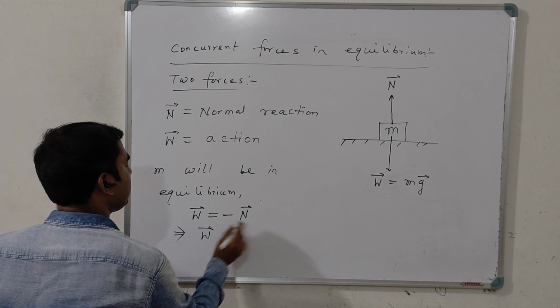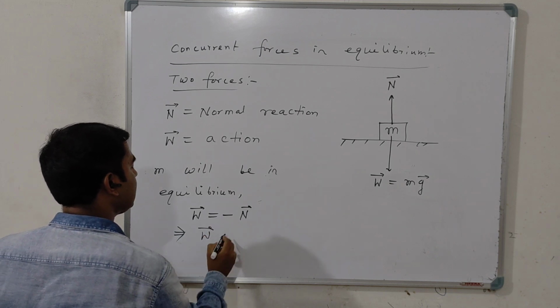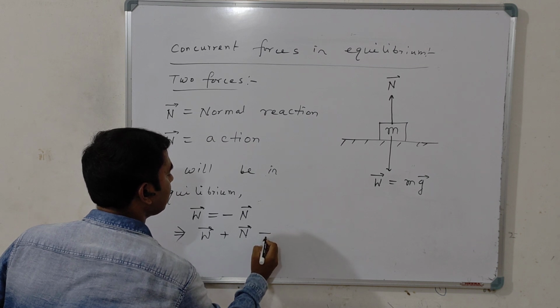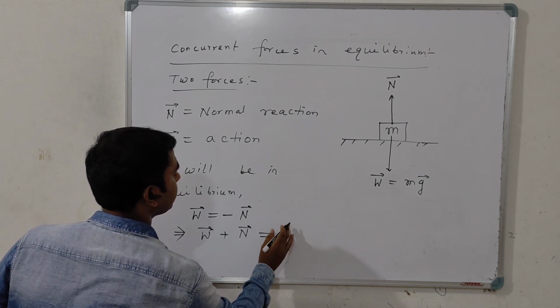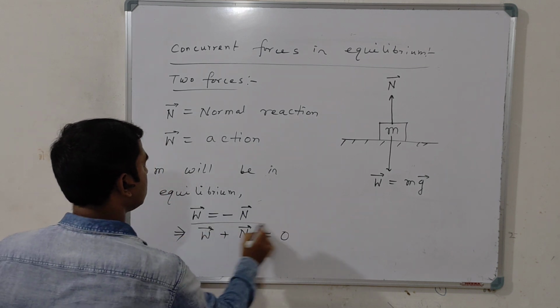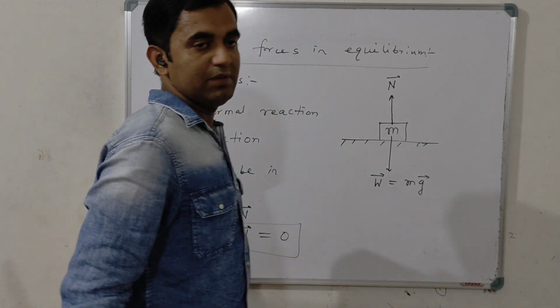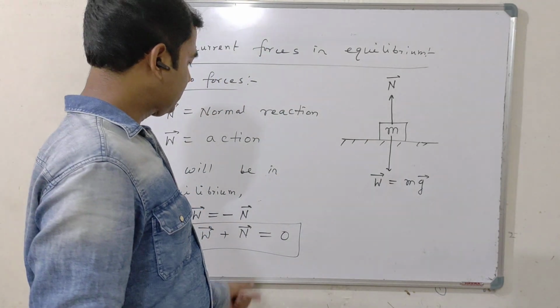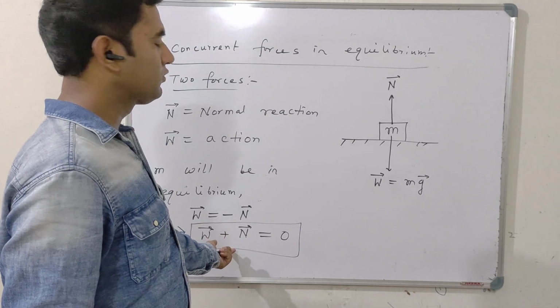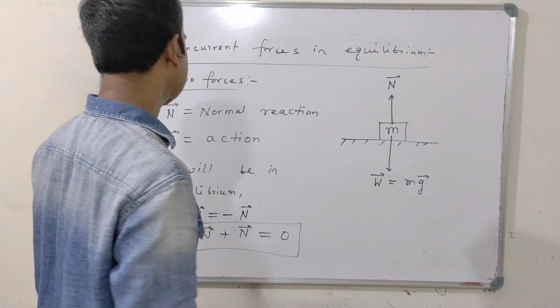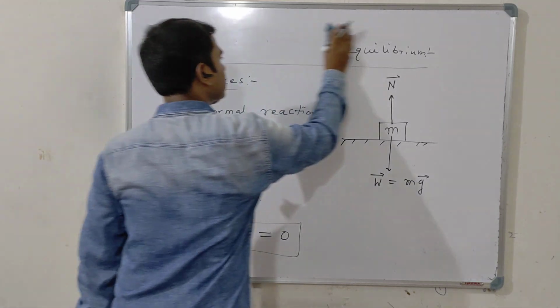So bring minus N vector to the left side and it simply becomes W vector plus N vector is equal to 0. So the block of mass m is in equilibrium as the resultant, or sum of the forces acting on it, gives 0. Now consider three forces.